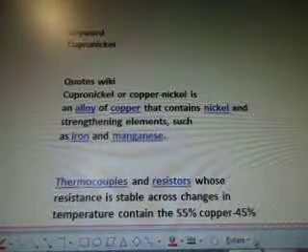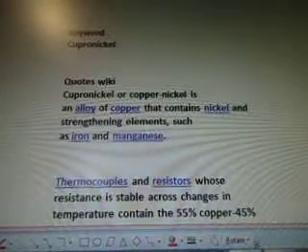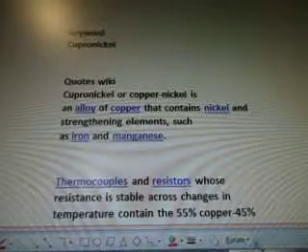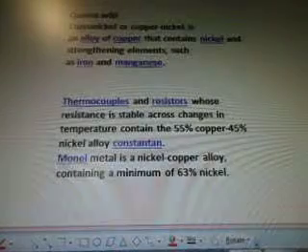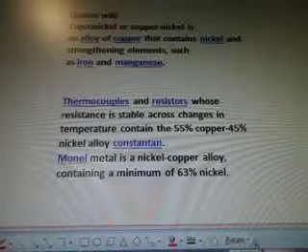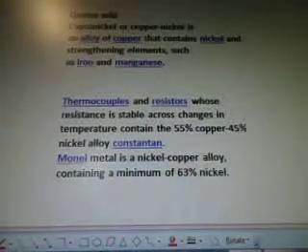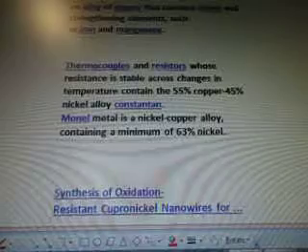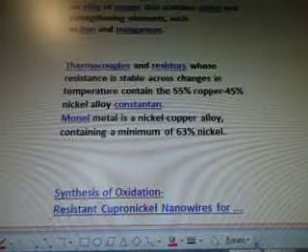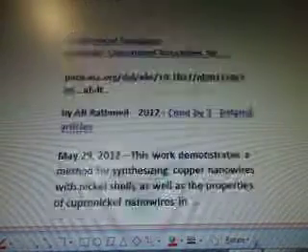So quotes from Wiki: cupronickel or copper nickel is an alloy of copper that contains nickel and strengthening elements such as iron and manganese. Thermocouples and resistors whose resistance is stable across changes in temperature contain the 55% copper, 45% nickel alloy constant 10. Monel metal is a nickel copper alloy containing a minimum of 63% nickel.